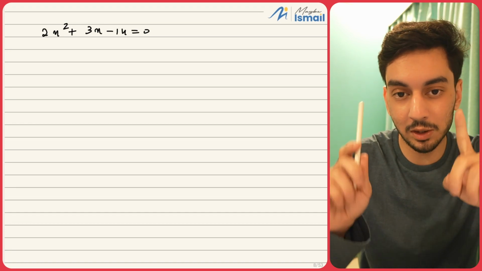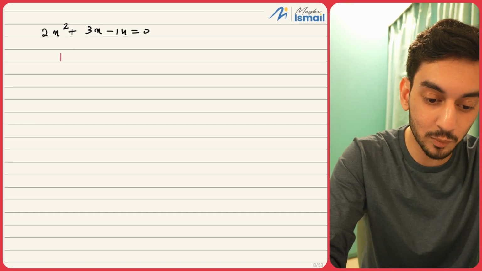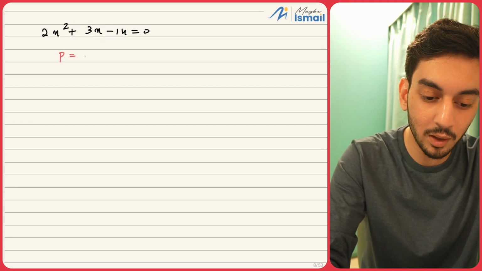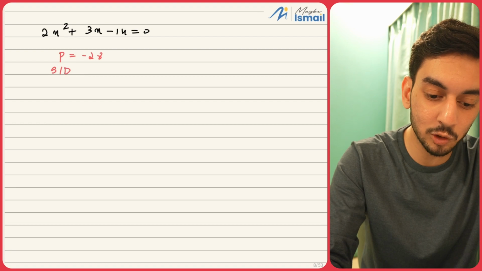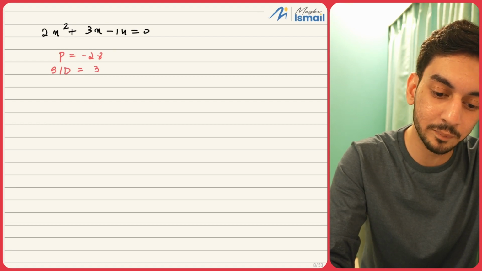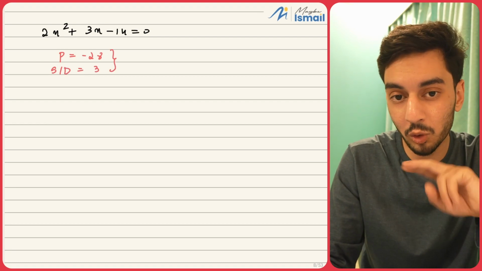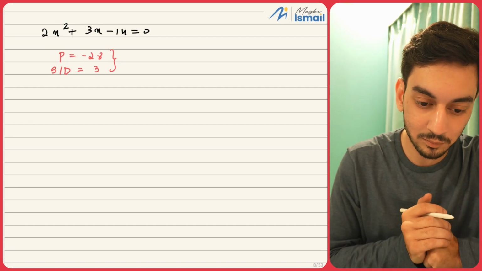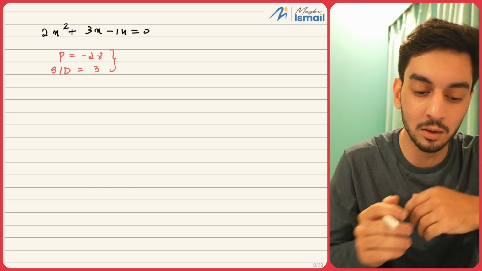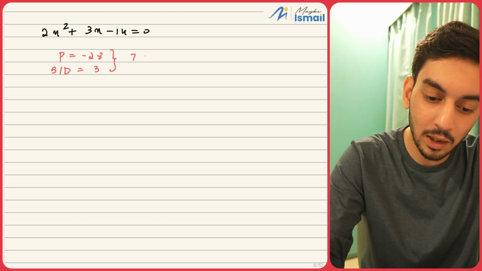The first number times the last number, that's supposed to be the product. So it would be 2 times 14 is negative 28. And the sum or the difference is supposed to be the middle number, which is just 3 over here. Now I need to figure out two numbers that multiply to negative 28 and add or subtract to 3. So I know it is 7 and 4. So I'll write 7 times 4.